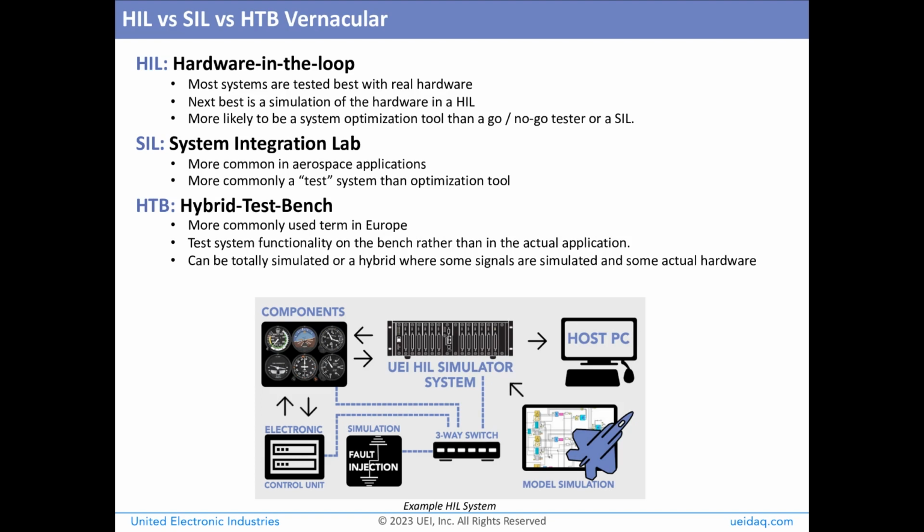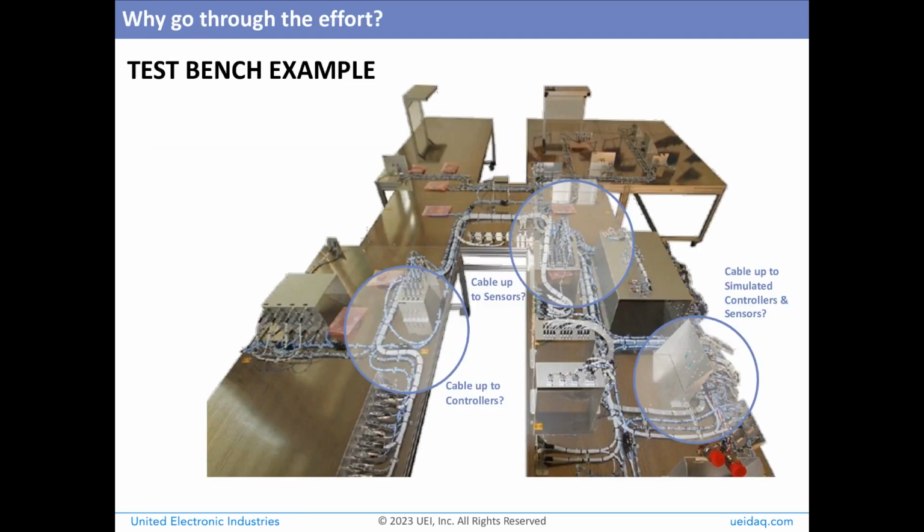From the 20,000-foot view, all mean roughly the same thing, or at least they have very similar system characteristics. Just look at this simple system. There are all the controllers, sensors, as well as miles of cable harnesses. Why go through all this effort? Why cable up all the connectors to the controllers, to the sensors, to the simulated controllers, to the simulated sensors? Why bother simulating when you could use the real sensor and the real controller?